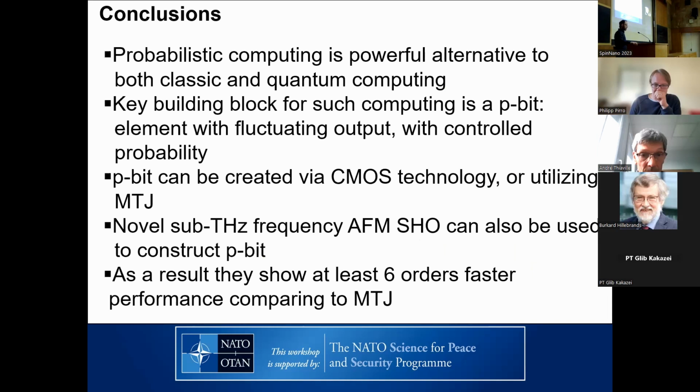So, as a conclusion, probabilistic computing is a nice alternative to quantum computing, which everyone is talking about, and the key element of probabilistic computing, the p-bit, can be created using antiferromagnetic spin Hall oscillators, and it operates at sub-terahertz frequency compared to the gigahertz or megahertz frequency of the magnetic tunnel junction.